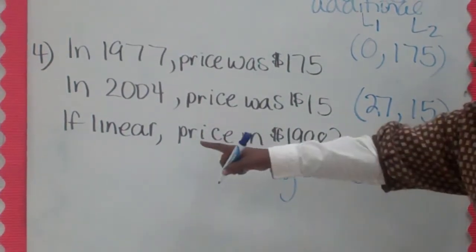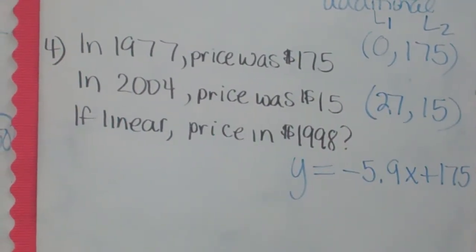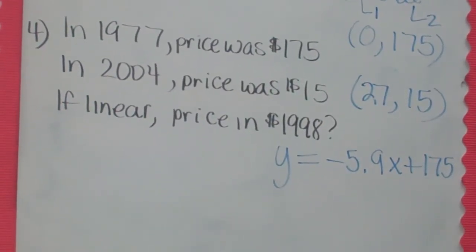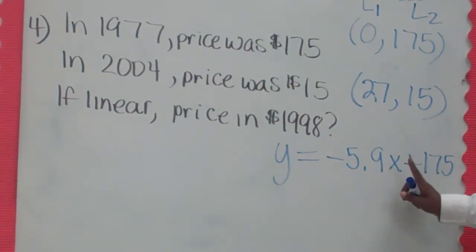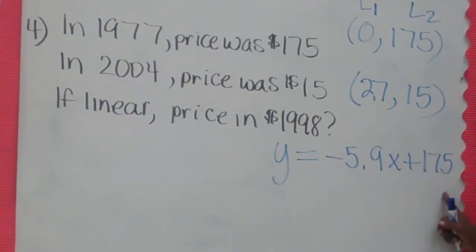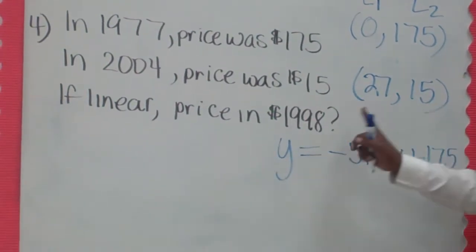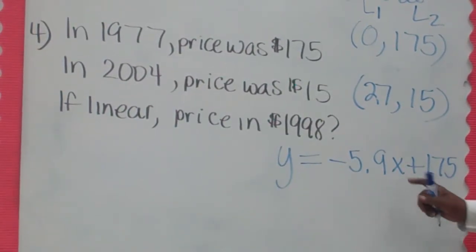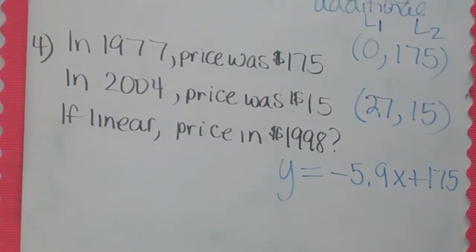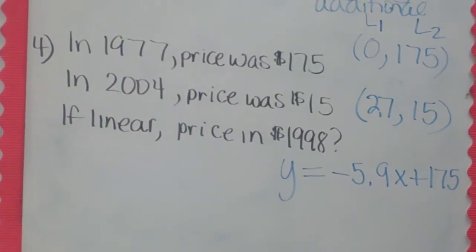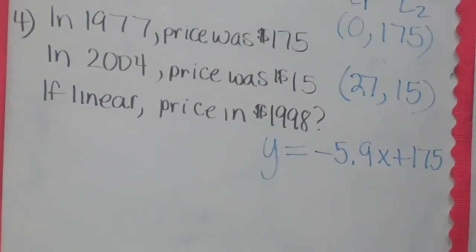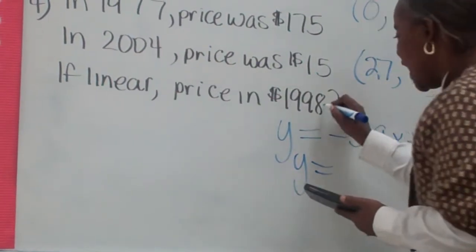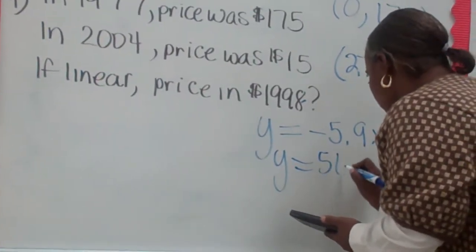Now, the question is, what was the price in 1998? So now you need to say 1998 minus 1977 to get 21 years. That means that if I put a 21 in here, I have the price for 1998. Again, 1998 minus 1977, the original, to get me my 21. So I'm typing in negative 5.9 times 21, and then I'm going to add 175. Hit enter, I got 51.1. So y in 1998 was 51.1.